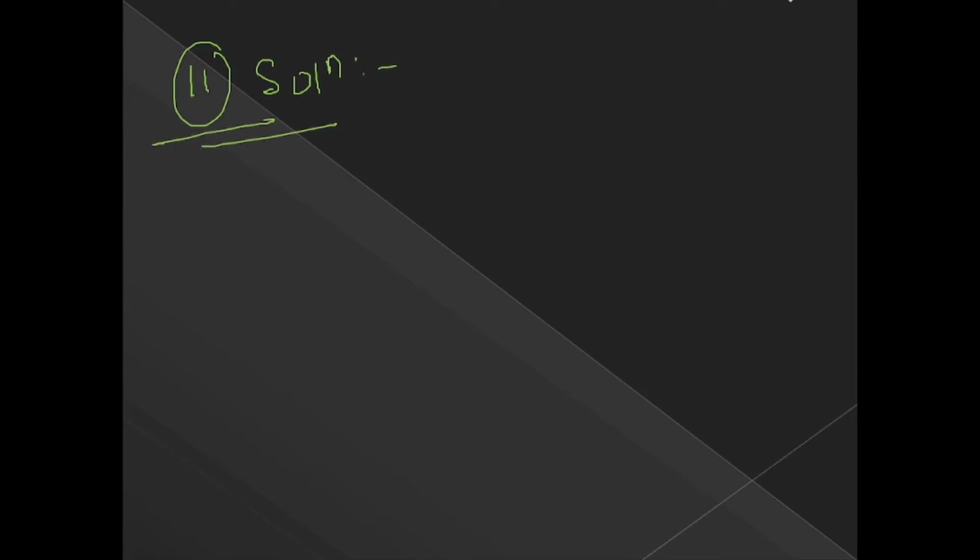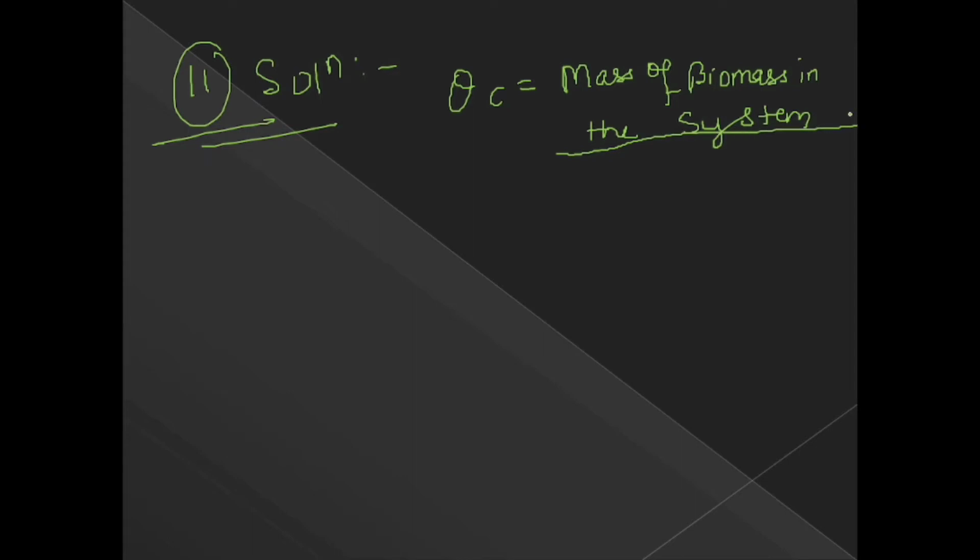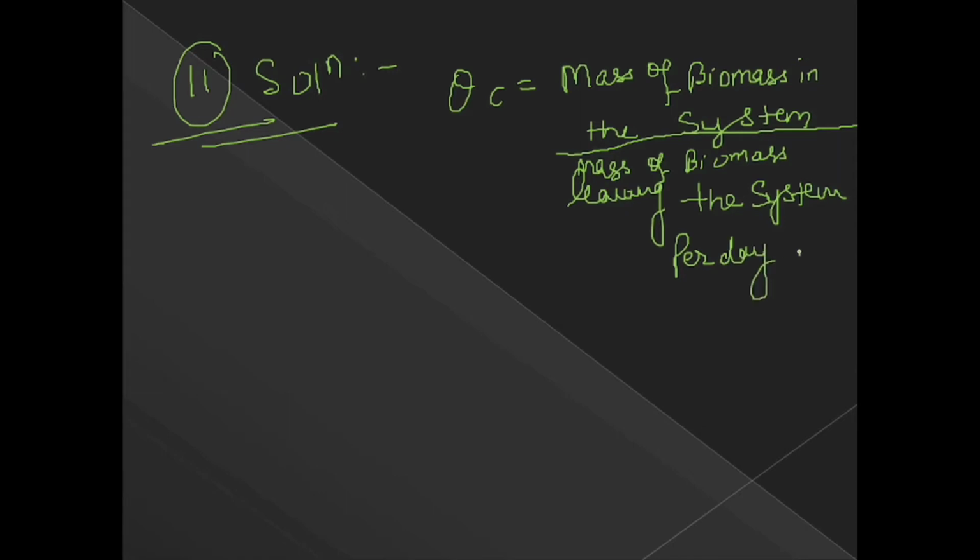As we know, the sludge age theta c is equal to the mass of biomass in the system, whole divided by the mass of biomass leaving the system per day.